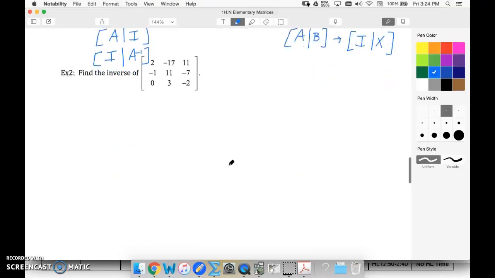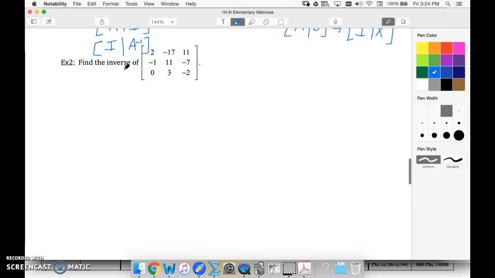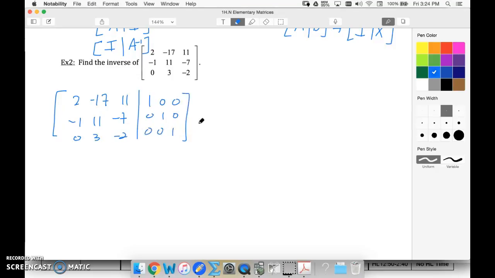So let's look at how this would work. So I want to find the inverse here. So here's my matrix A, and I'm going to make an augmented matrix with the identity. Okay. Remember, with my row operations, I'm doing the whole thing across my augmented matrix. So what I'm going to do first is leave row 1 the same.